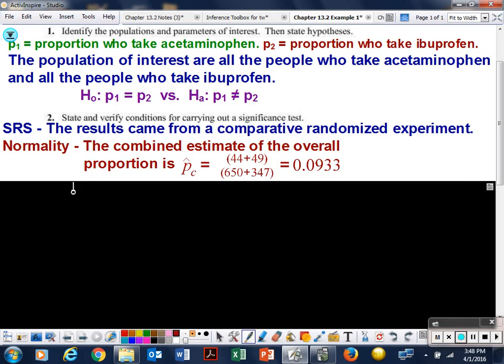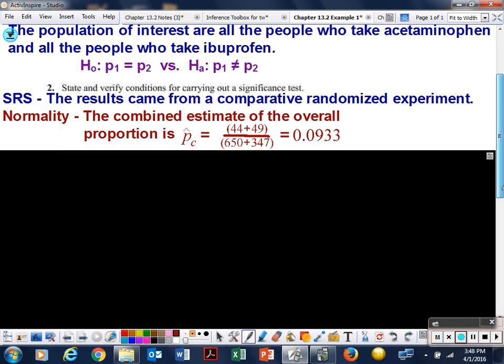First, the combined estimate of the overall proportion. That little c is telling us it's combined. So the first thing we need to do is add the successes together, which would be the 44 plus the 49, and add the sample sizes together, 350 plus 347, and come up with our proportion, 0.0933. So first we need to get that figured out.